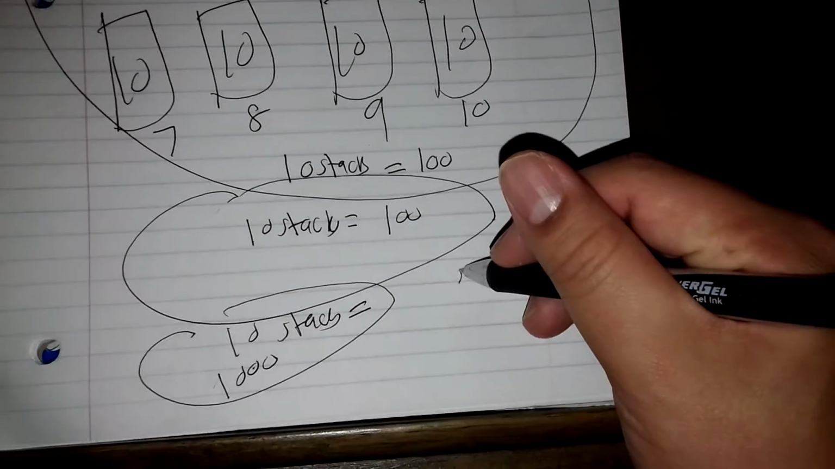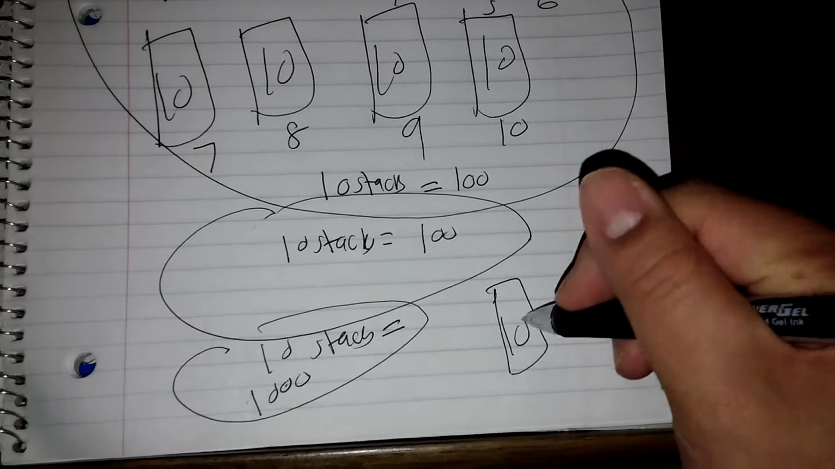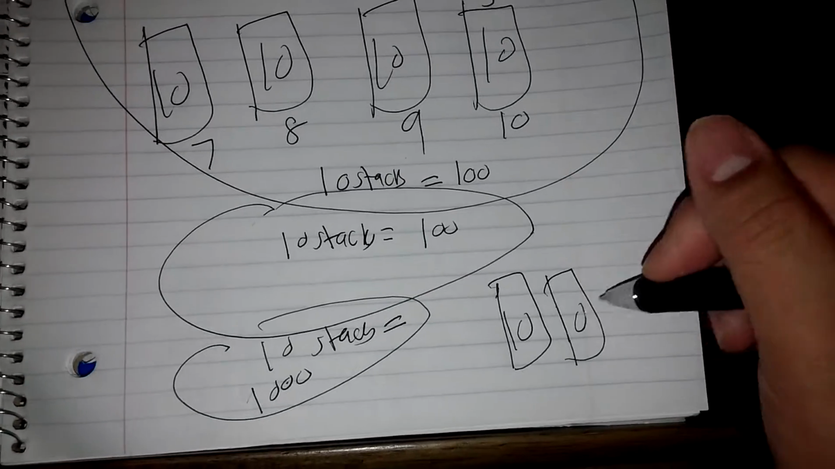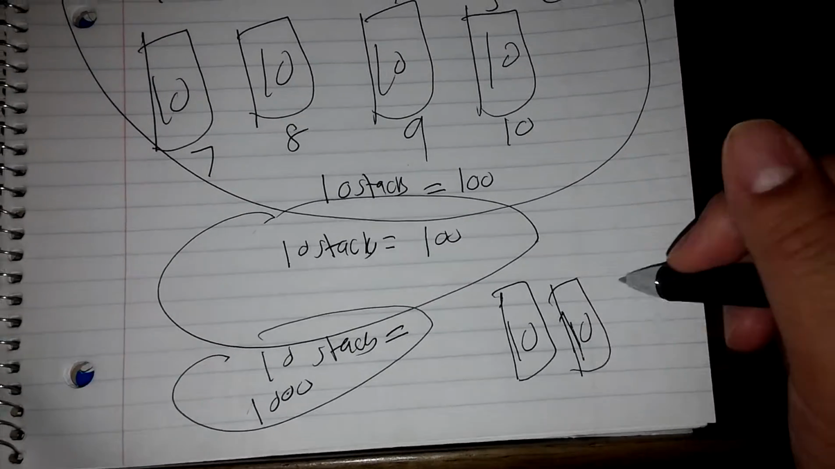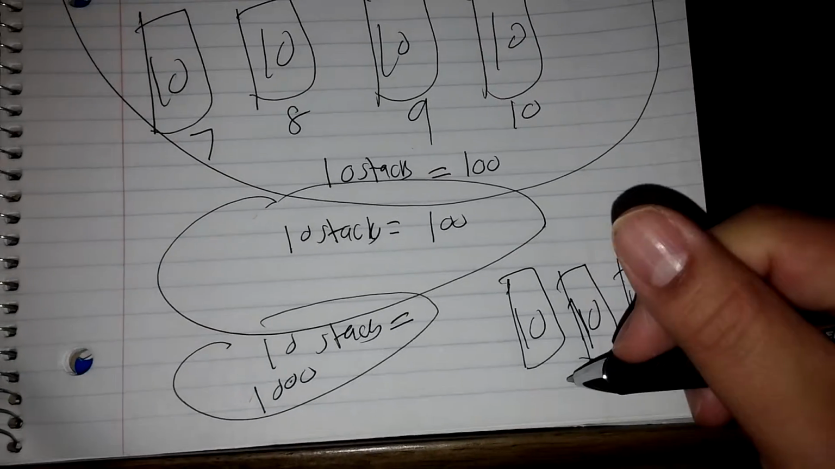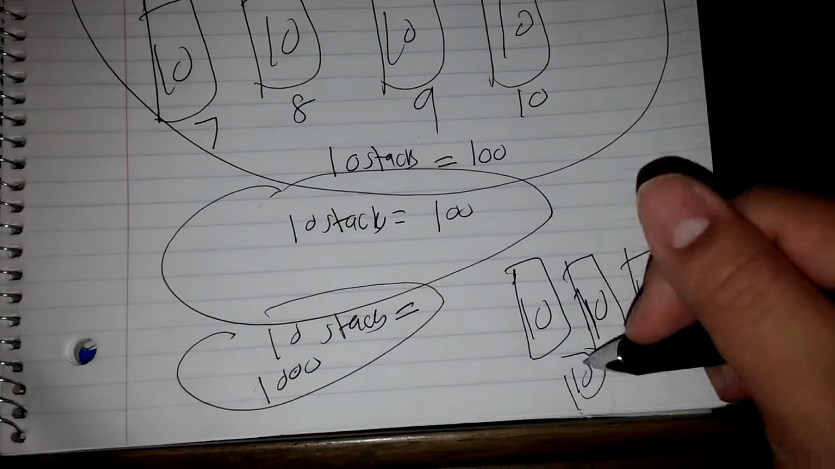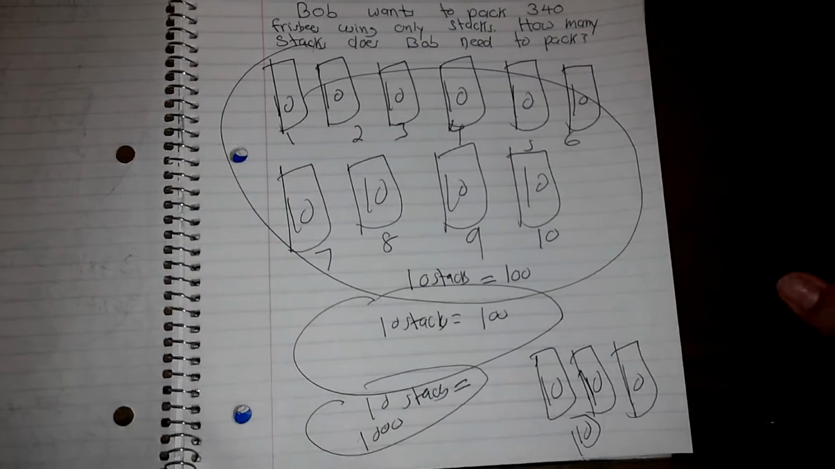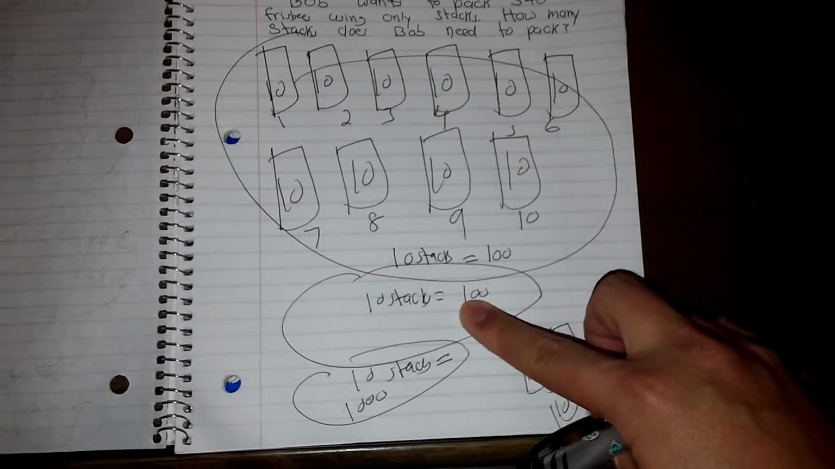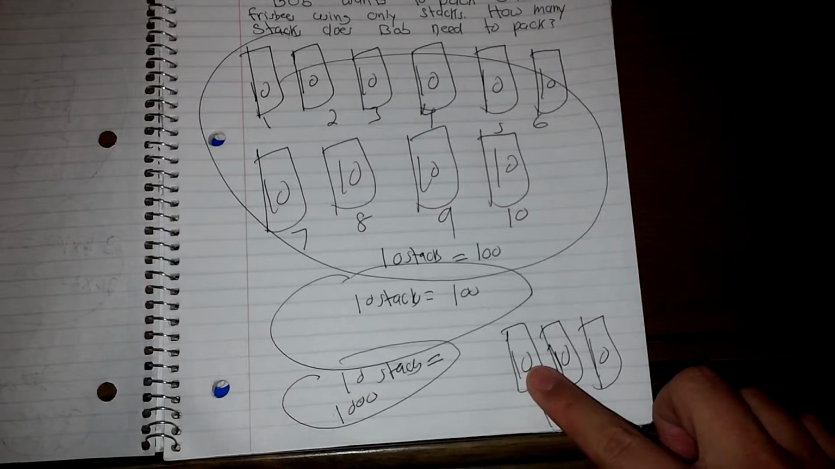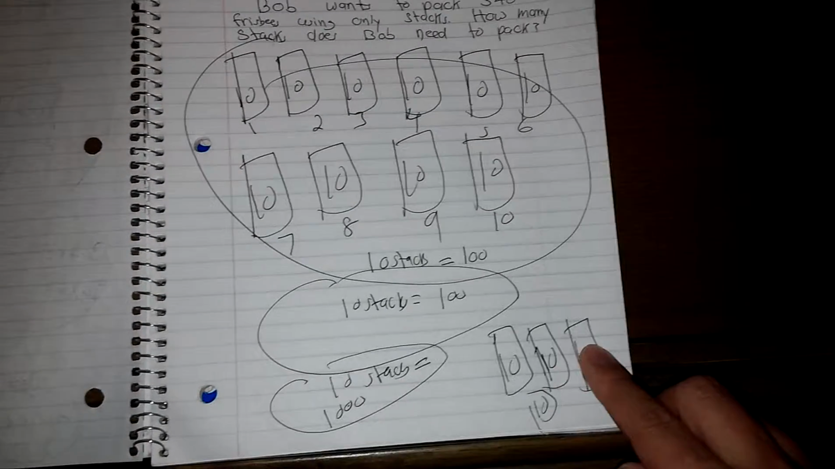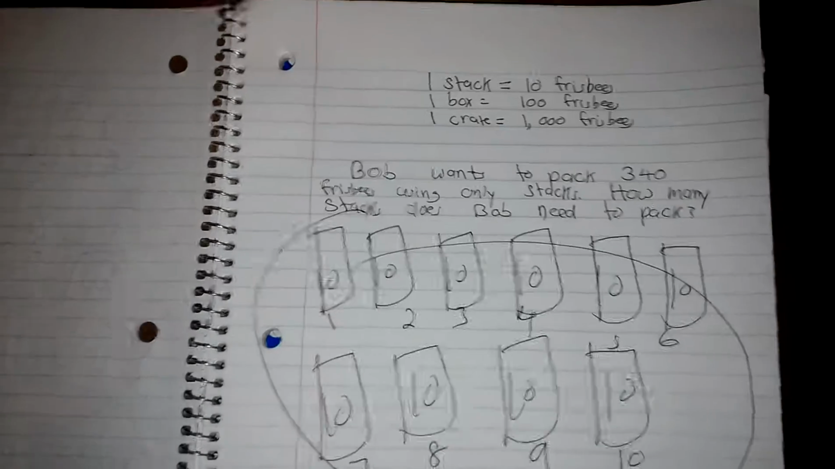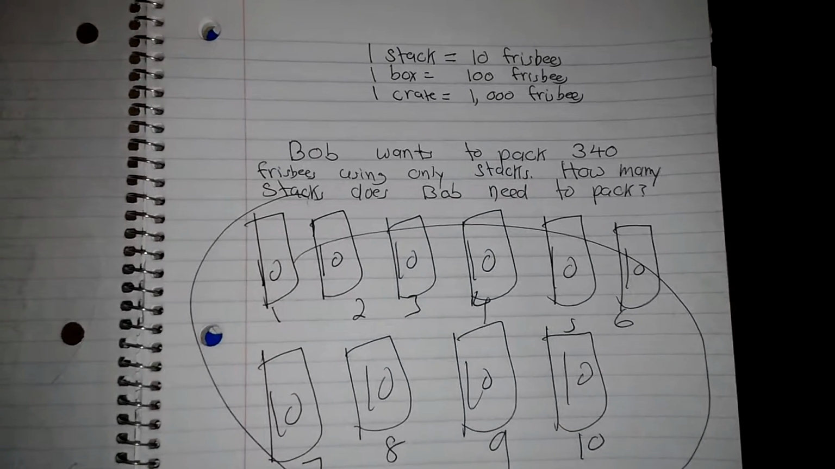So let's add some single stacks. 10, 20, 30, 40. Now, we have 340. 100, 200, 300. 310, 320, 330, 340. The question is, how many stacks does Bob need to pack?